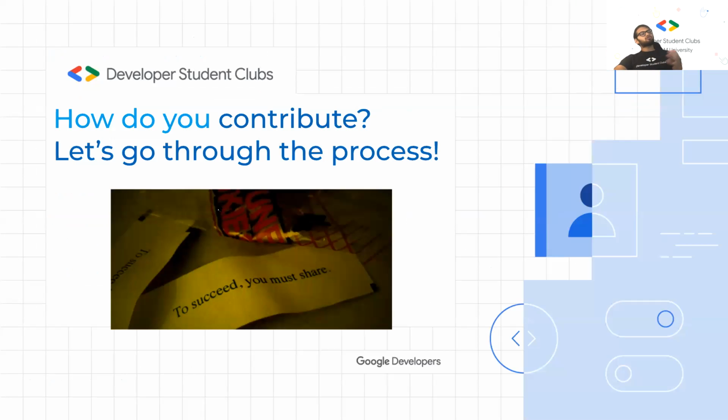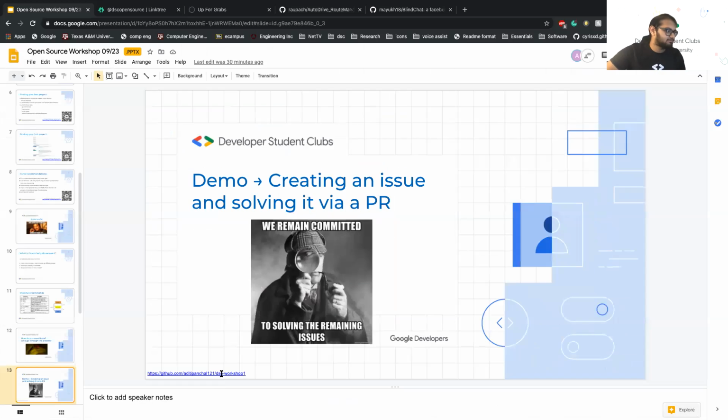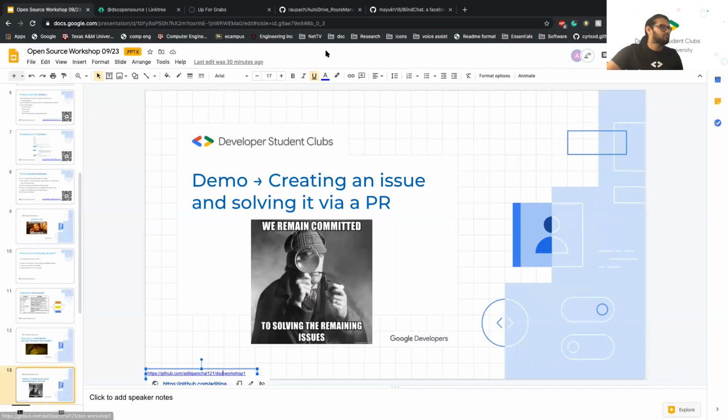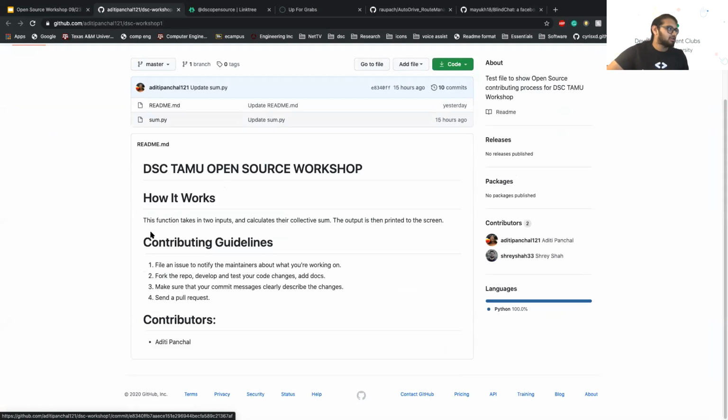All right, so how do you contribute to open source? There are multiple ways, as we suggested earlier, but right now what we are going to do is find an issue and then solve it via pull request. A pull request is, let me explain it with code. So I have this repository link, and yes, it is up for open source.